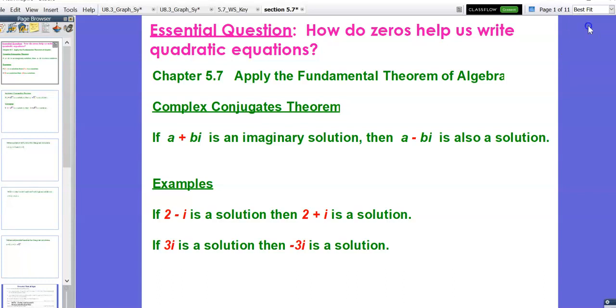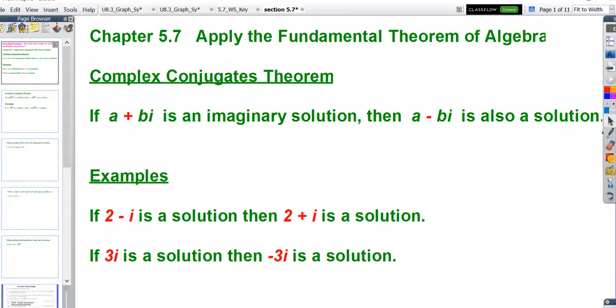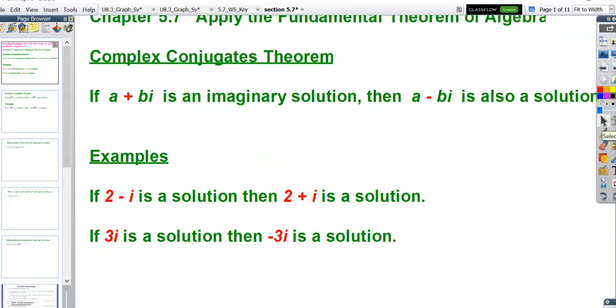We have a couple of theorems we're going to look at to start. The first is the complex conjugates theorem. What that's saying is if you have a solution that is written in the form a plus bi, you would also have a minus bi as a solution. So the two examples here: if 2 minus i is a solution, then 2 plus i is also a solution. And if 3i is a solution, then negative 3i is also a solution.